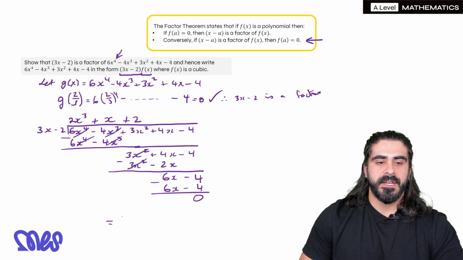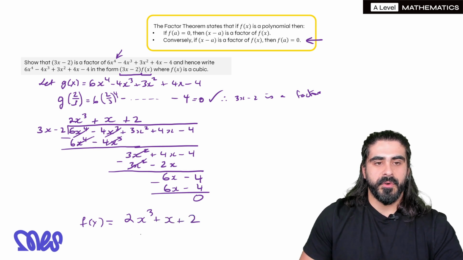So our solution is that f of x is 2x cubed plus x plus 2. So the form, in terms of factorizing, would be 3x minus 2 times 2x cubed plus x plus 2.